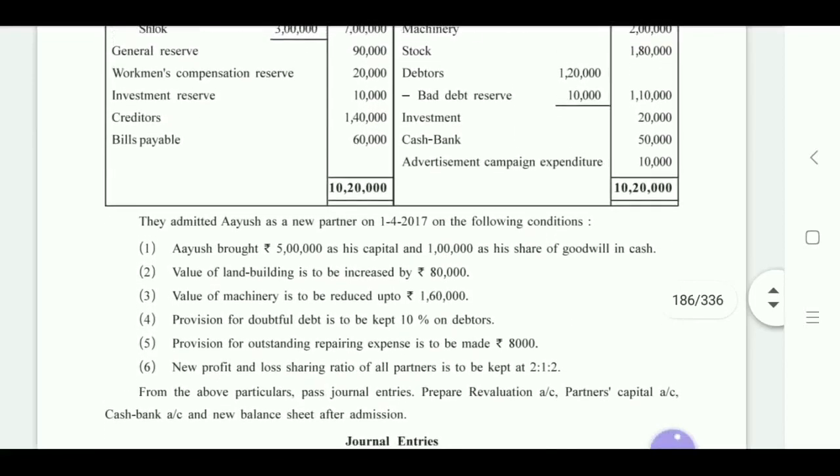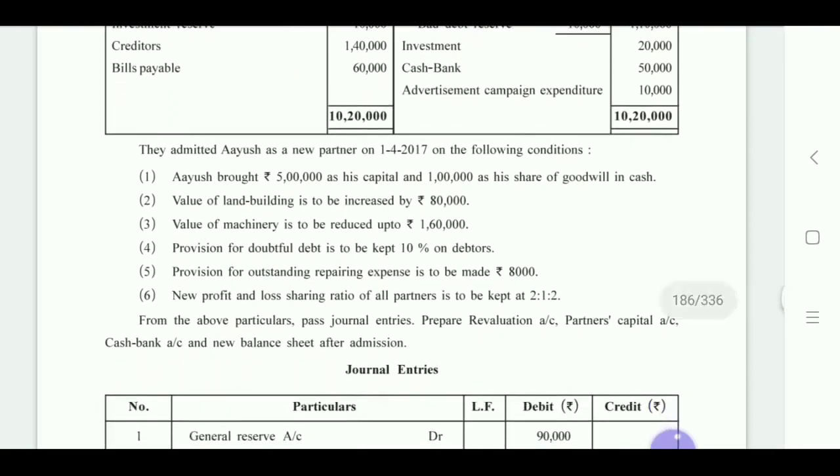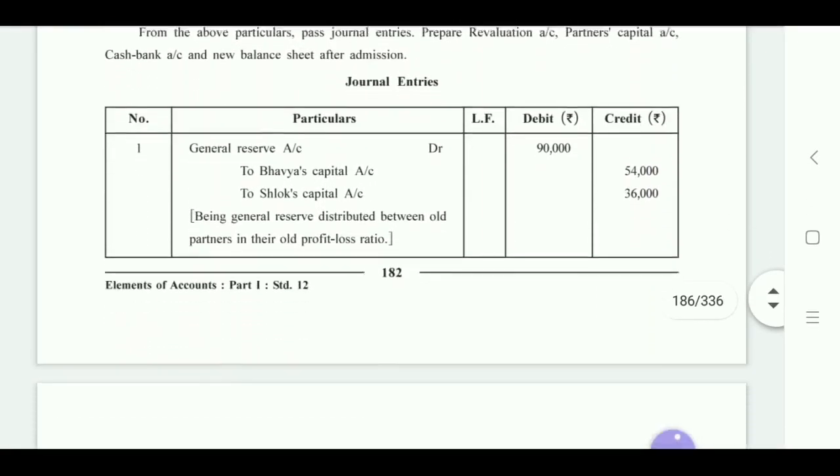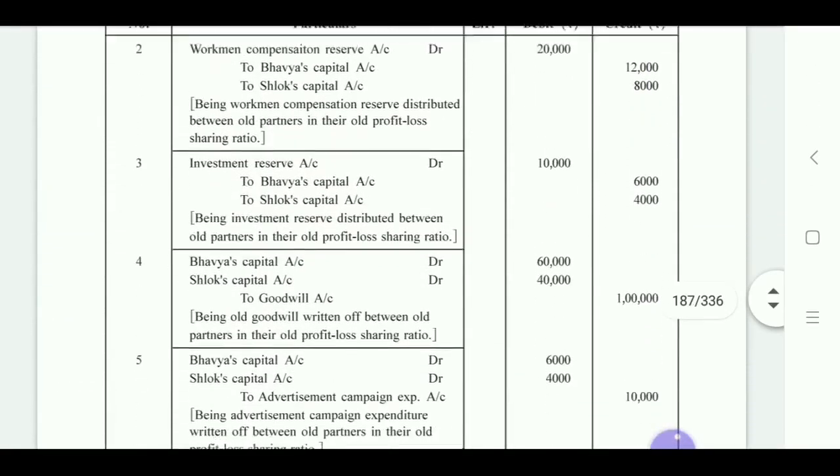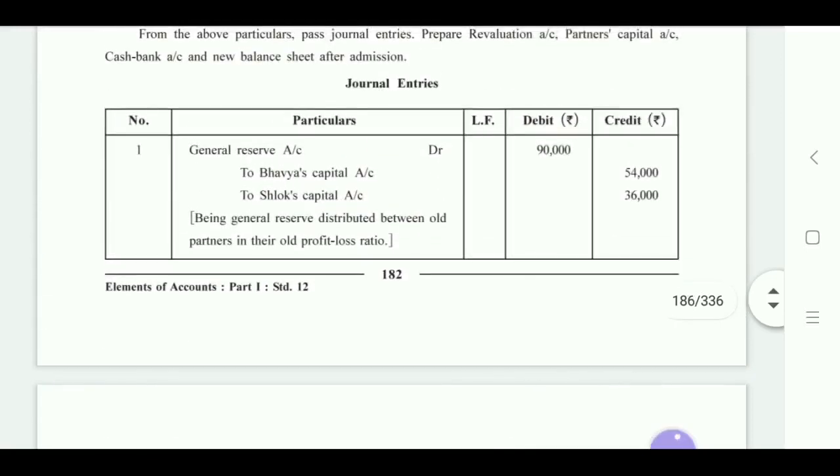Okay, Ayush is the new partner. Now you know very well that the new partner is supposed to bring the amount of capital and the amount of goodwill. So the very first adjustment says that Ayush brought rupees 5 lakh as his capital and 1 lakh as his share of goodwill in cash. We have journal entries regarding the same given below. You can change the order of journal entries, not a big issue.